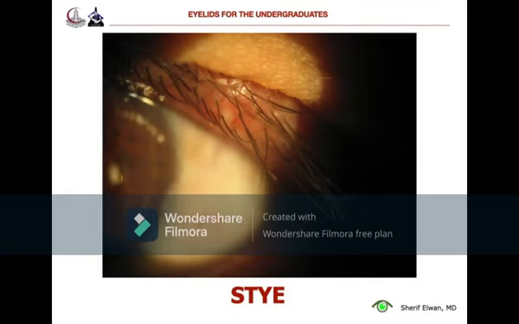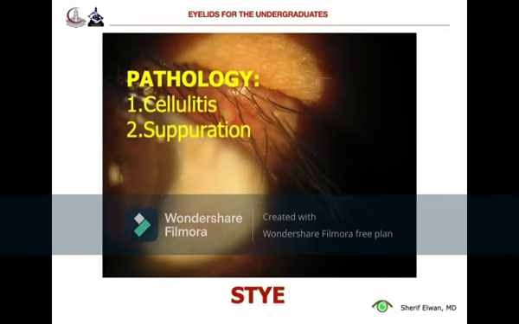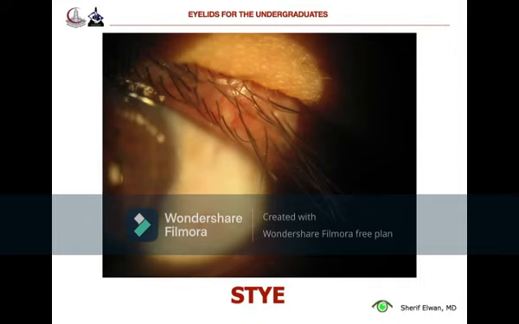Now we shift to another example of inflammations of the lid margin, and this is the stye. And actually, a stye is acute suppurative inflammation in one of the hair follicles, either the hair follicle itself or any of the glands that are associated with it. Pathologically speaking, it starts by cellulitis and ends by suppuration, like any suppurative inflammation. During the stage of cellulitis, it is warm, red, and tender, and during the stage of suppuration, it forms pus and becomes white in color.